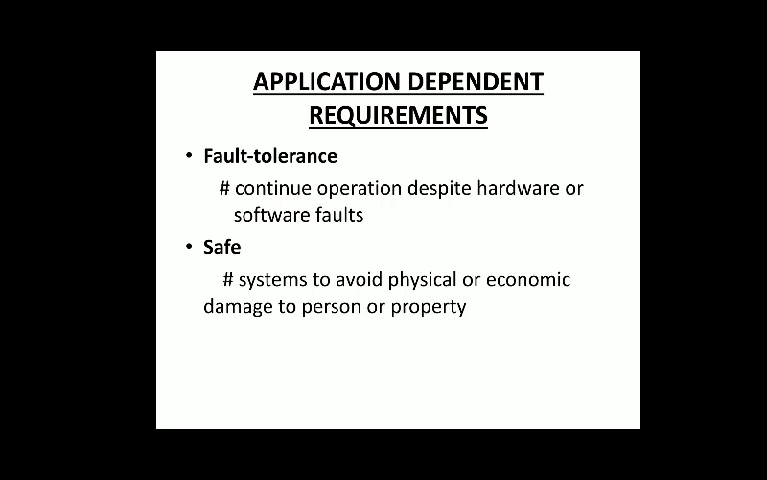Application dependent requirements. First is fault tolerance. What is fault tolerance? When you are designing a system, there are some moments where a fault occurs. We try to minimize it. Ideally there should be no fault in the system, but that is not the case. When a fault occurs, the system should be able to tolerate that fault. The system should continue to operate despite hardware or software faults.